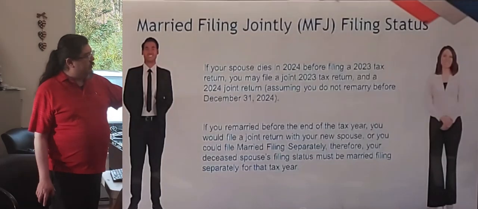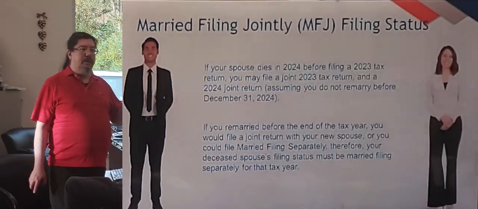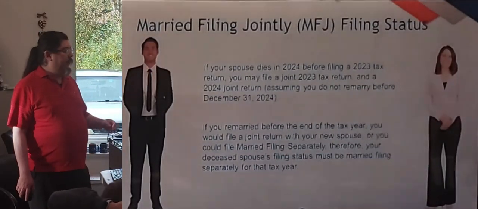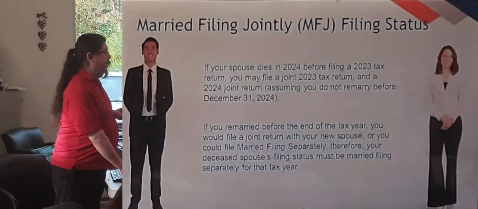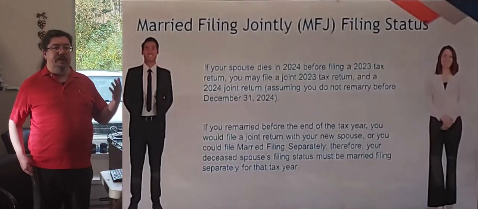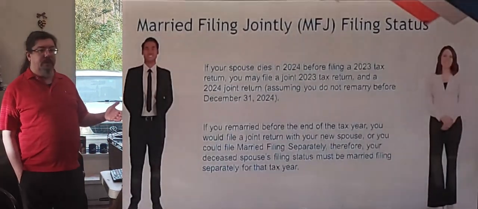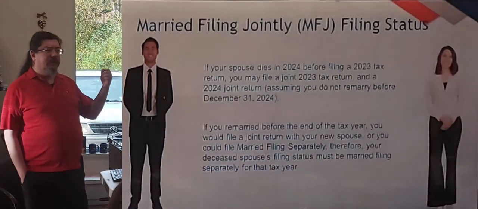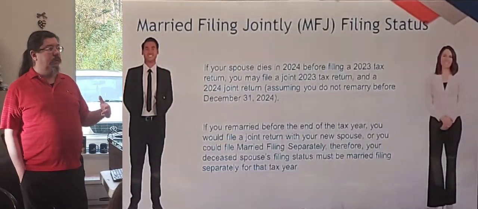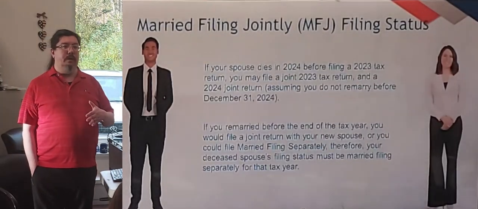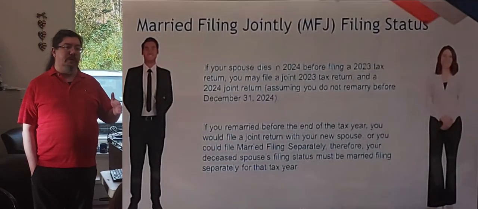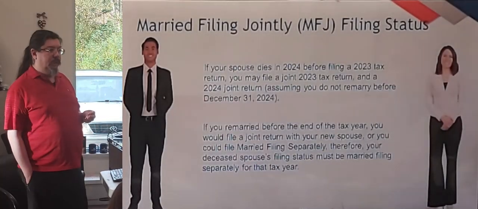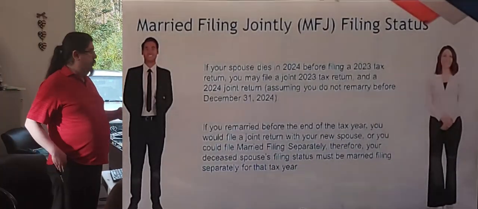Once again, if your spouse dies during the year, you can still file one last married filing joint return. Let's say your spouse died in March of 2024, before the deadline for a 2023 return. You can still file a 2023 joint return because they lived through the end of the year. But because they died during 2024, you're also going to file a 2024 joint return with the same spouse, assuming you don't remarry.